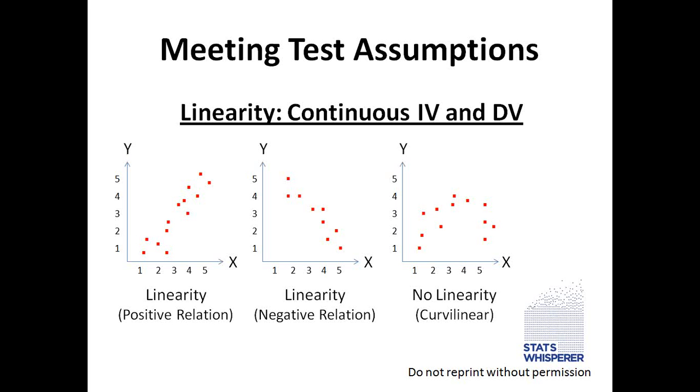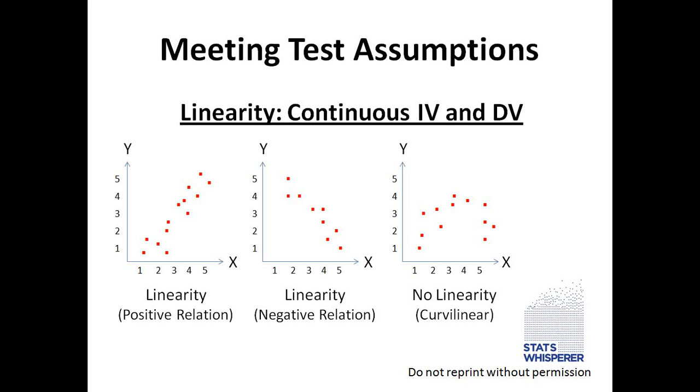Now the second figure is linearity, it's just negative. So if you have a 1 on the x-axis, you have a 5 on the y-axis, and then it goes down. So if you have a 2 on the x-axis, a 4 on the y-axis, all the way down to having a 5 on the x-axis and a 1 on the y-axis.